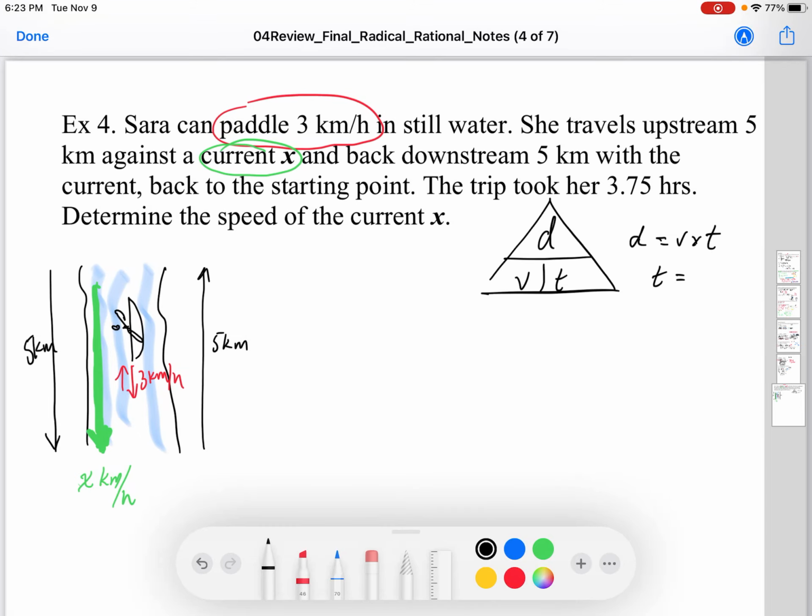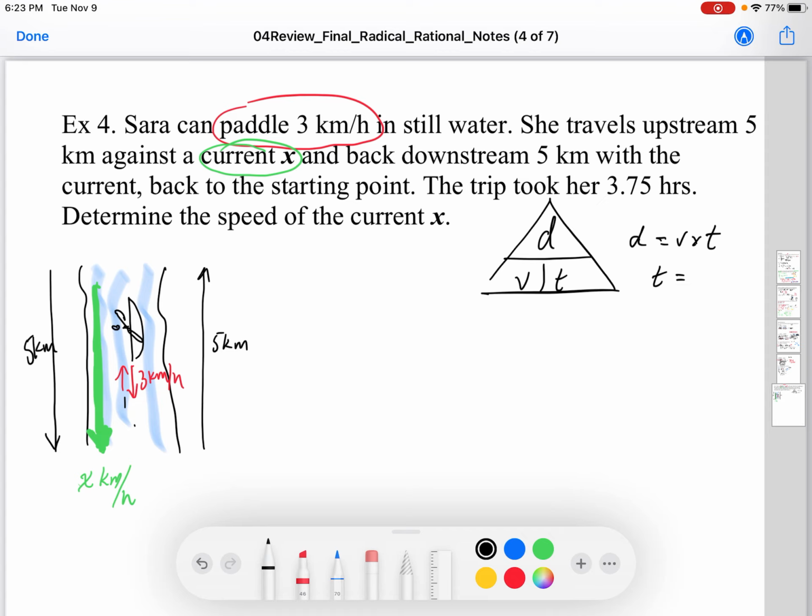In this question, it says Sarah can paddle 3 kilometers an hour in still water. And so I've shown, here's Sarah in her little canoe, and she can paddle 3 kilometers an hour in still water, and she can do that either down or up. And she travels 5 kilometers upstream against the current and 5 kilometers downstream with the current.